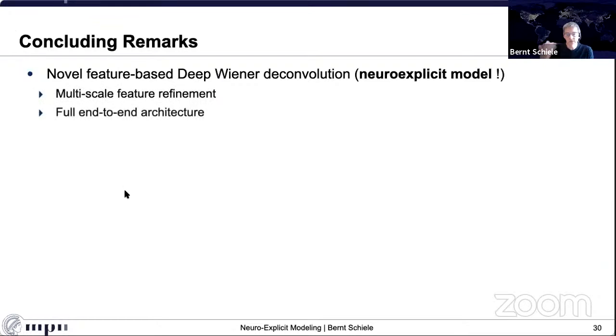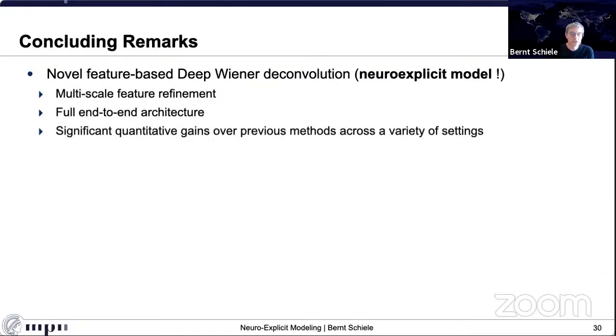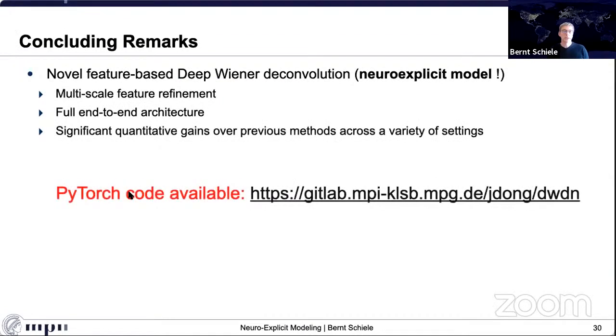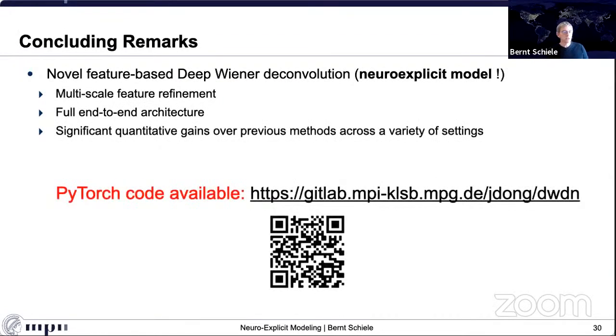We have this multi-scale refining, which is important. It's fully end-to-end trainable, and you get these significant quantitative results. And again, it's downloadable, you can use it, you can play with this yourself. And as I said, the key is that it really generalizes well across many settings. So it's not specific to a particular setting, but actually it is really generalizing across.